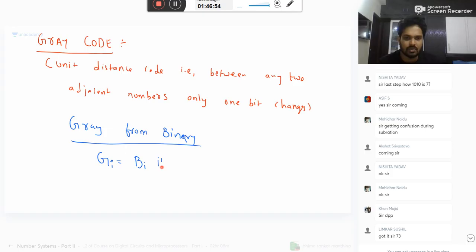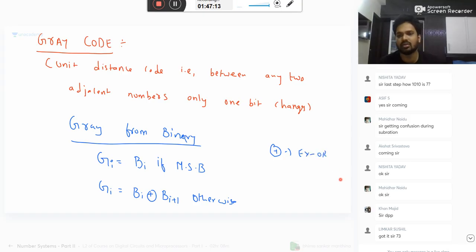If MSB. What is GI? It is BI XOR with BI plus 1 otherwise. Here, what is this symbol? We discussed it in the logic gates topic. It is called the XOR gate.